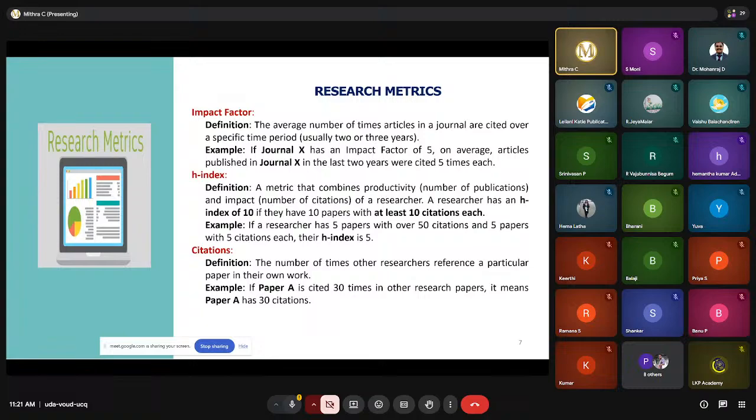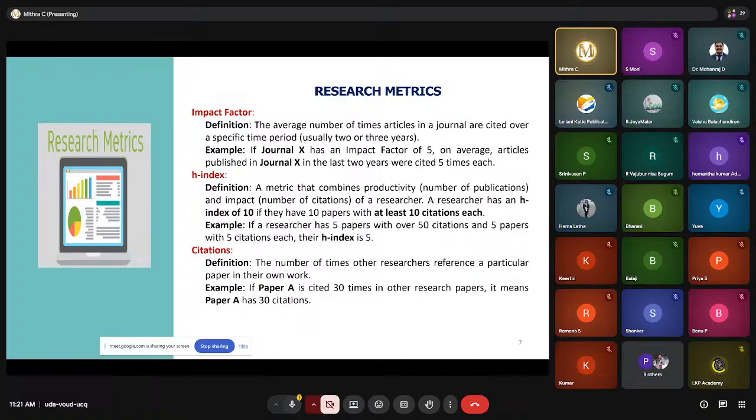Next, the key term is H index. What does H index actually mean? Before going to the definition, let me give you an example. Imagine you have a shelf full of books, and each book has a number on it showing how many people have read it. If we have 3 books, and each of those 3 books has been read by at least 3 people, then only can we say the H index is 3. Let us assume another scenario.